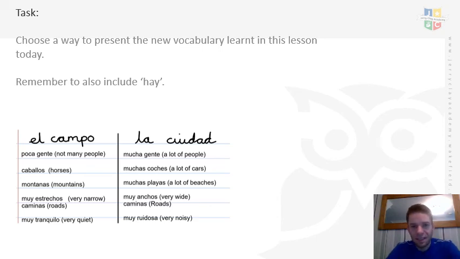Okay, so for your task today, really simple and straightforward. I want you to practice using that vocabulary. You need to choose a way that you want to present the vocabulary you've learned in today's lesson, and just remember to include hay, which is there is or there are. It's up to you. You can present it in a table, just like it is on here, but make sure you've got the Spanish and the English next to it so you can refer back to it for next week. You could simply do it in a list, that'd be absolutely fine as well. Equally, if you want to record yourself saying the vocabulary over the image that you use on Seesaw, then that'd be absolutely brilliant to hear your pronunciation as well.